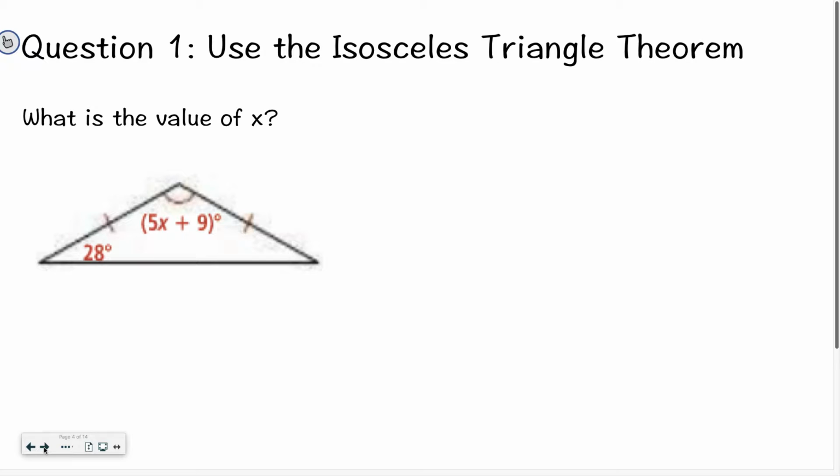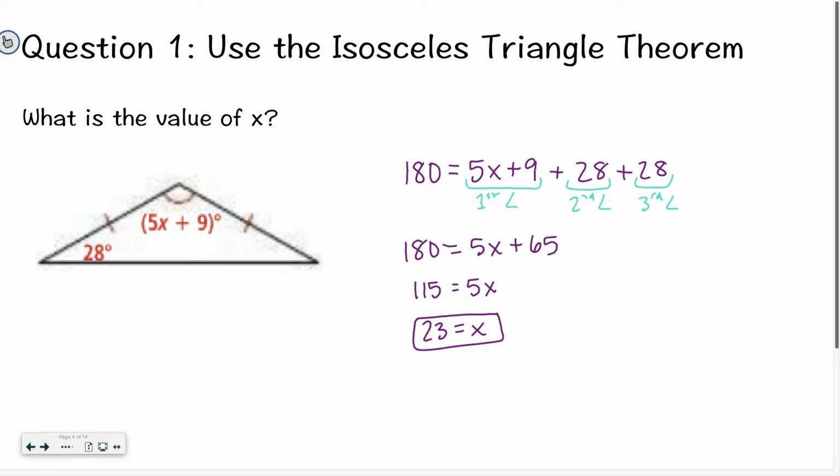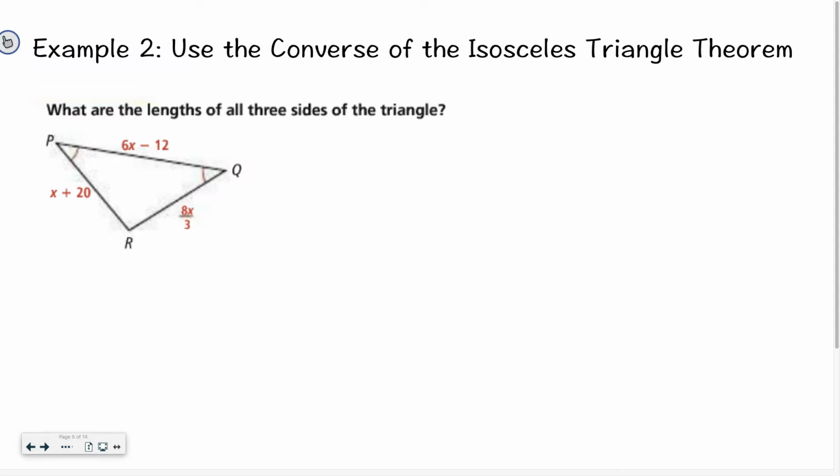All right, hopefully you set up an equation that looks something like my top line of work there and then worked your way down to x equaling 23. If you have a question about that, please be sure to reach out for some help. All right, let's look at example 2 where we use the converse of the isosceles triangle theorem.